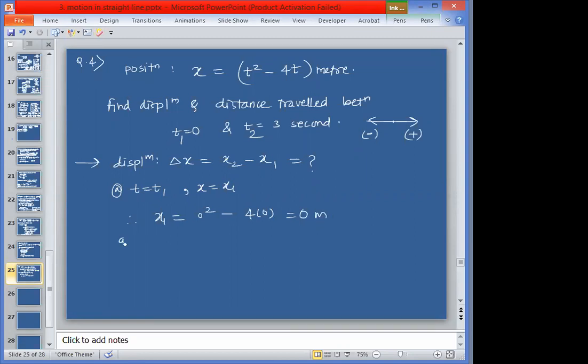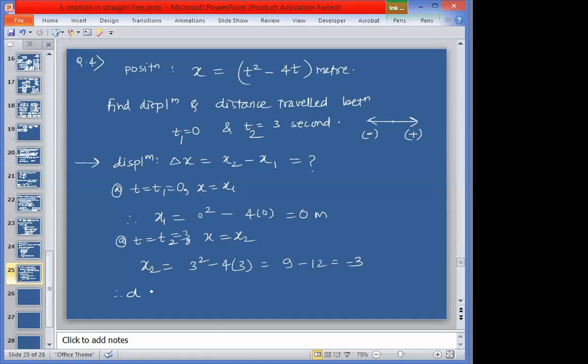Okay. At t equal to t2 we have final position x equal to x2. So put x2 equal to the value at the final time t2. What is t2? t2 equal to 3. t1 is 0, t2 is 3. So instead of t put 3: 3 squared minus 4 into 3. That is 9 minus 12. Answer is -3. So that is the final position.